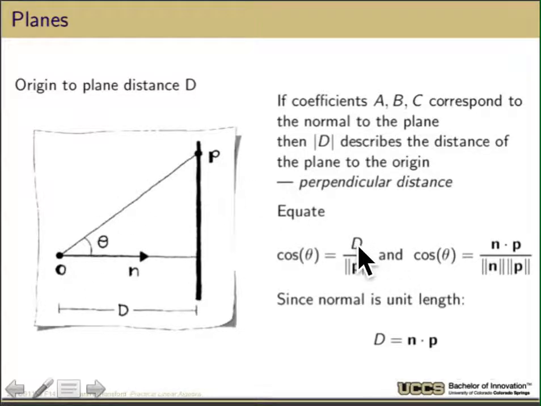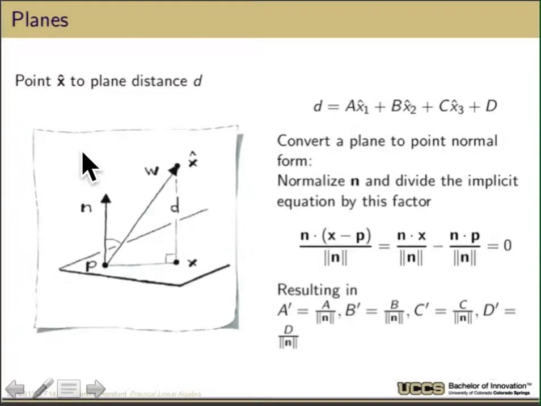But we know that we can also get d as n dot p, assuming that it's a unit normal. We can just put the norms on the bottom, and that gives us that d is equal to n dot p. So we're just relating these two as another way of getting that. So if I have a more general question and I want the distance of some other point x to the plane, its distance is d, where d is obtained by just putting the point into the implicit equation, a x1 plus b x2 plus c x3 equals d.